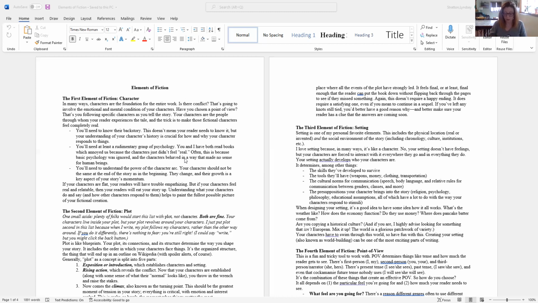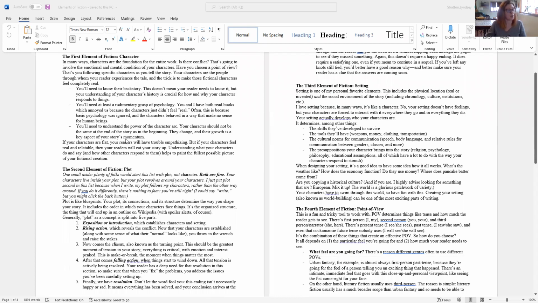And then a round character is one that does change. They make essentially a 180 from how they began their story or their character arc. Okay, obviously I'm not going to read these things to you. They are available to you in your files. But character is the foundation for the entire work.